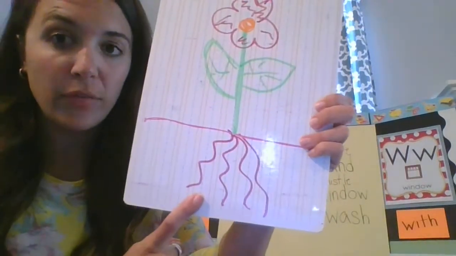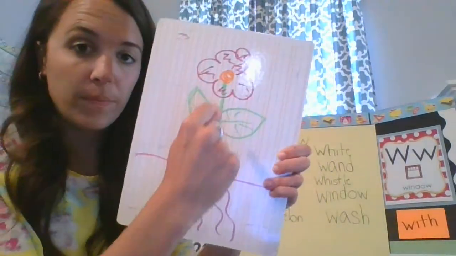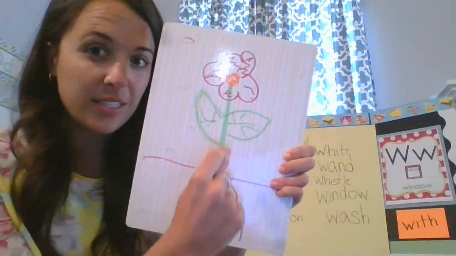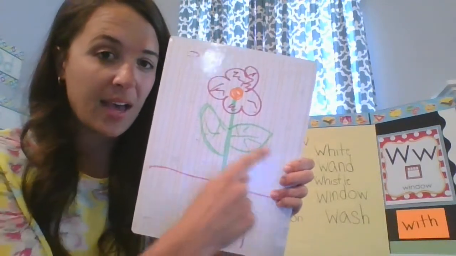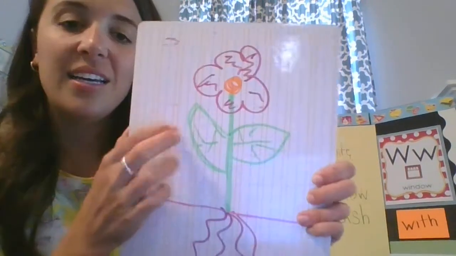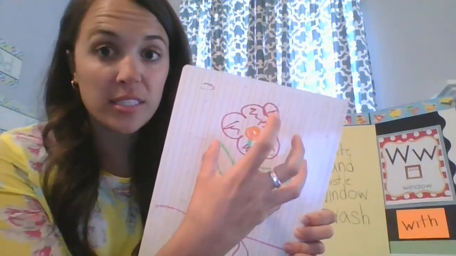So first we have roots, then we have the stem, then we have, what are the big green parts on the side that soak up sunlight? Leaves, and then the pretty part that attracts the butterflies is the flower.